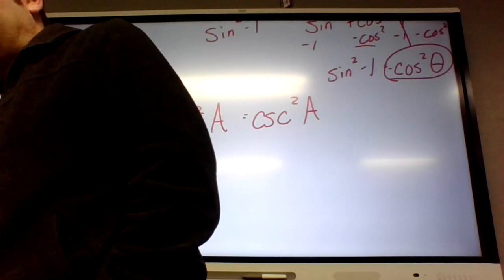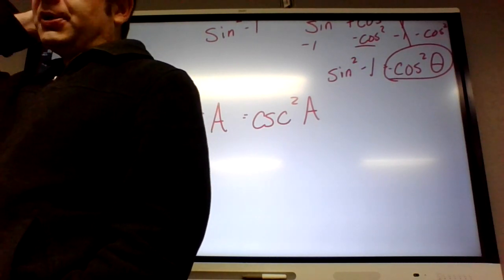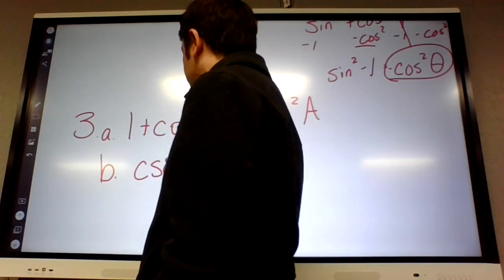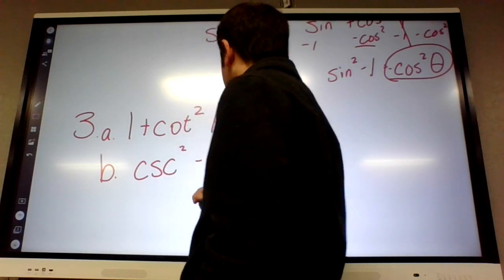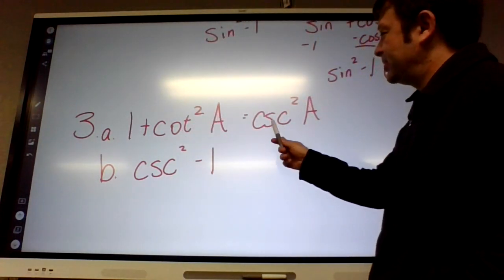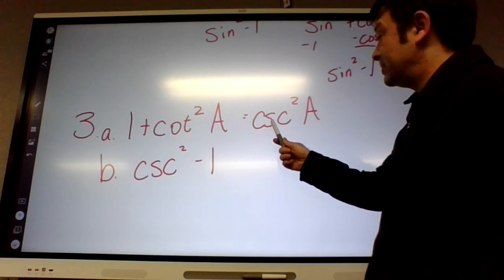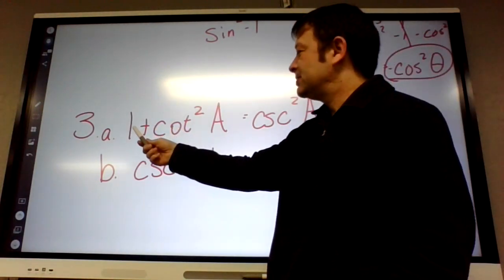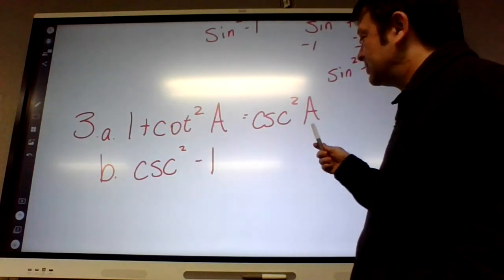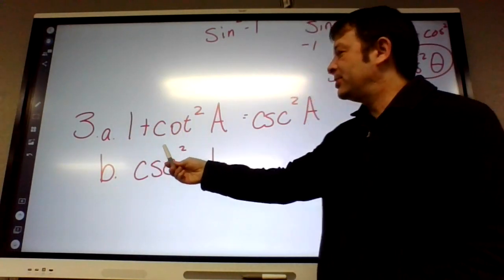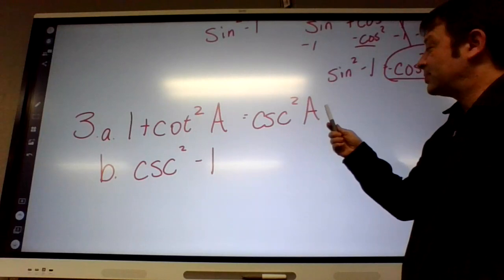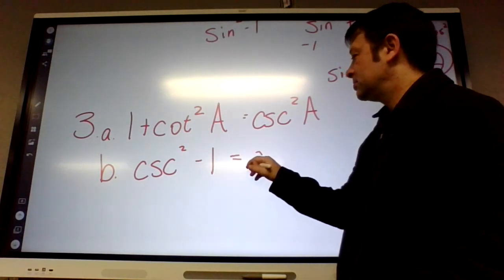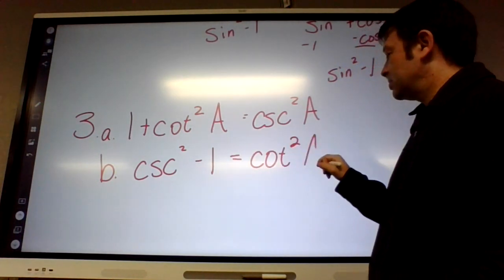Okay, 3B. What would we get if we foiled cosecant minus 1 times cosecant plus 1? Cosecant squared minus 1. Okay, so if we look at this relationship that we just did, how can I turn this into cosecant squared minus 1? Negative cotangent? No, just minus the 1 over. And then this would say cosecant squared minus 1 equals cotangent squared. So it's cotangent squared.